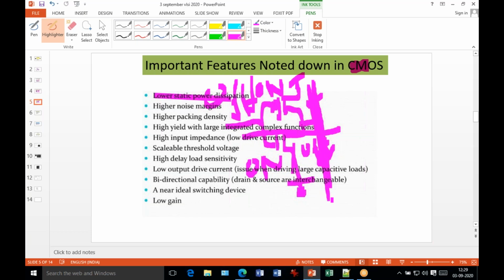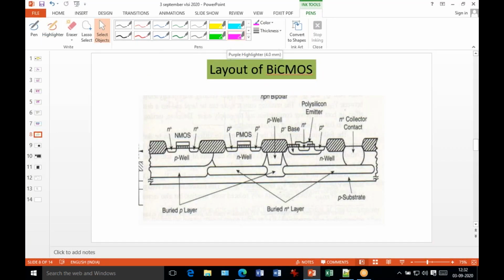In this slide, this is the complete structure. Just observe that on the left side we are fabricating the CMOS, and on the right side the fabrication of the transistors in this diagram. On the left this is a CMOS, and on the right side this is a PMOS, so this is a bipolar. Both are fabricated on a single wafer.